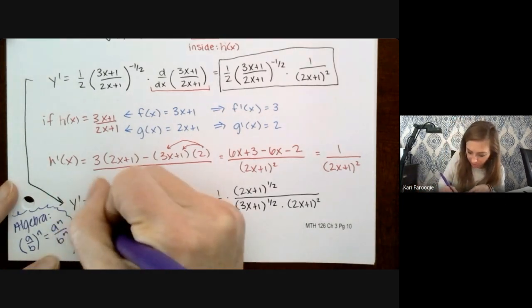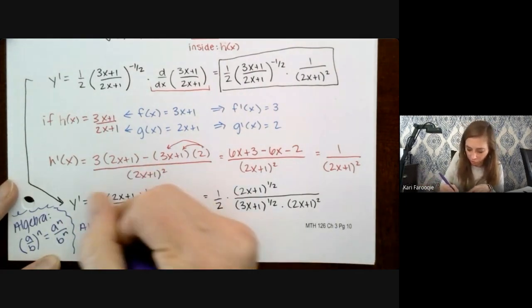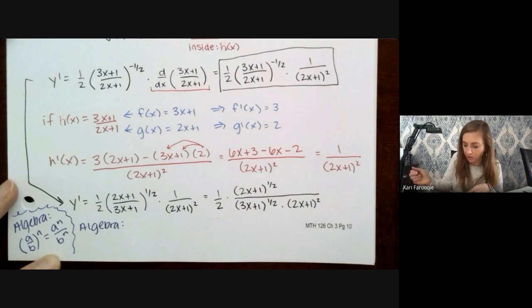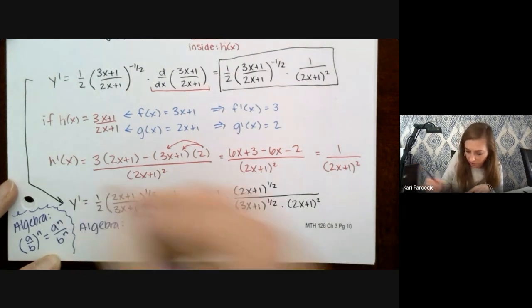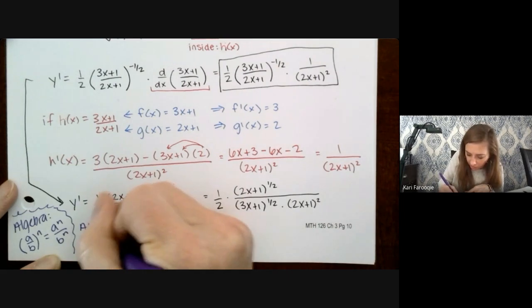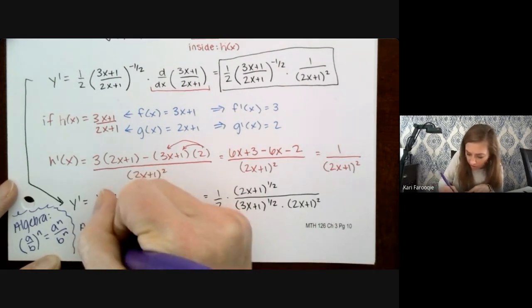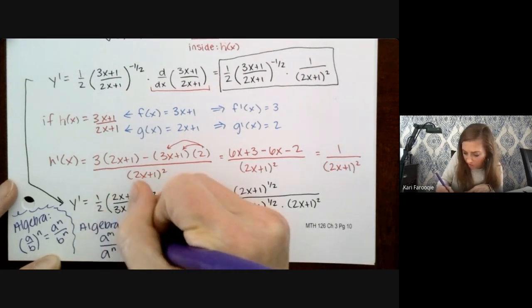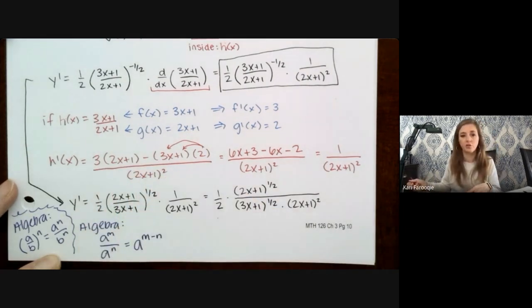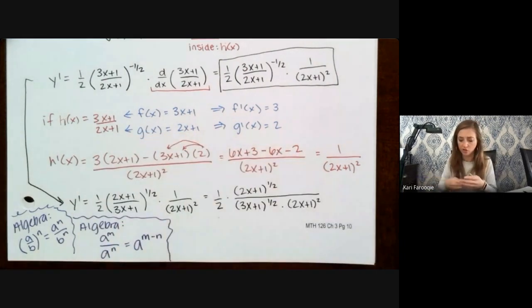Algebra. If I'm dividing with the same base, I subtract the exponents. So I would say a to the m over a to the n is a to the m minus n. We talked about this in the last chapter.